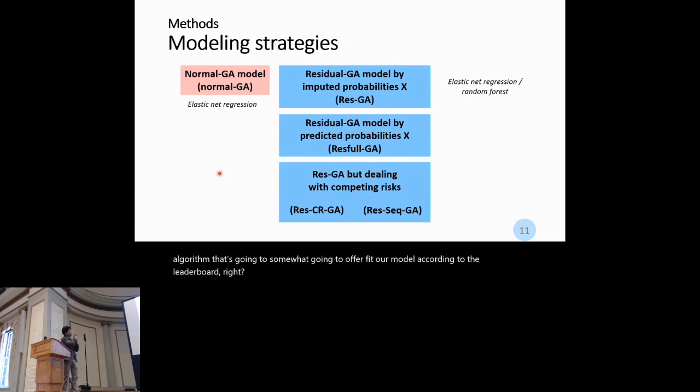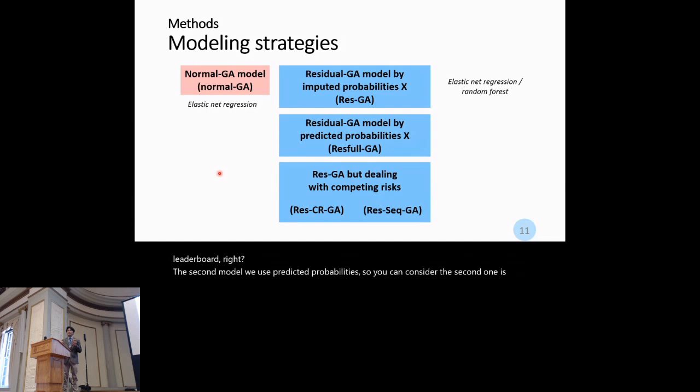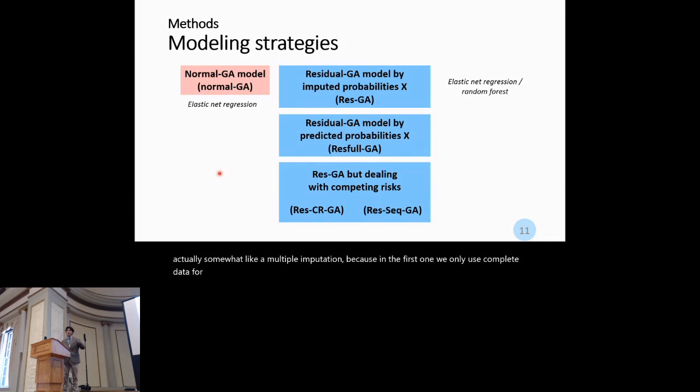The second model, we use predictive probabilities. You can consider the second one somewhat like a multiple imputation, because in the first one we only use complete data. For the second one, we use all of the data after imputation, and then we again build the model. We have one model for each medical condition. We have 13 medical conditions, so we have 13 models to be stacked in one multi-stage model.